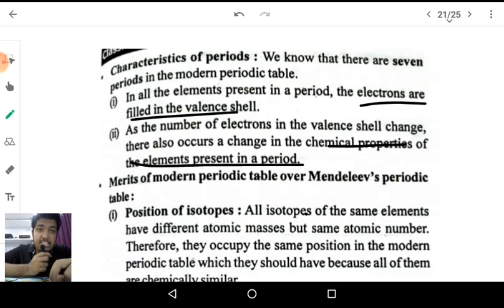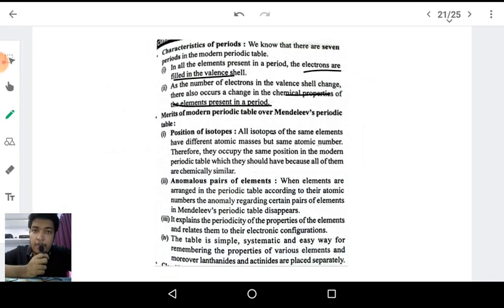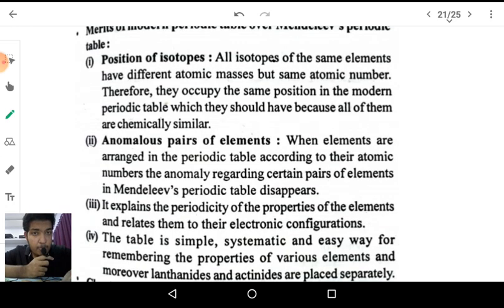Now, the next important thing is the merits of the modern periodic table over Mendeleev's periodic table. The first one is regarding the position of isotopes. All the isotopes of the same element have different atomic masses but the same atomic number. Therefore, they occupy the same position in the modern periodic table, which they should have because all of them are chemically similar.